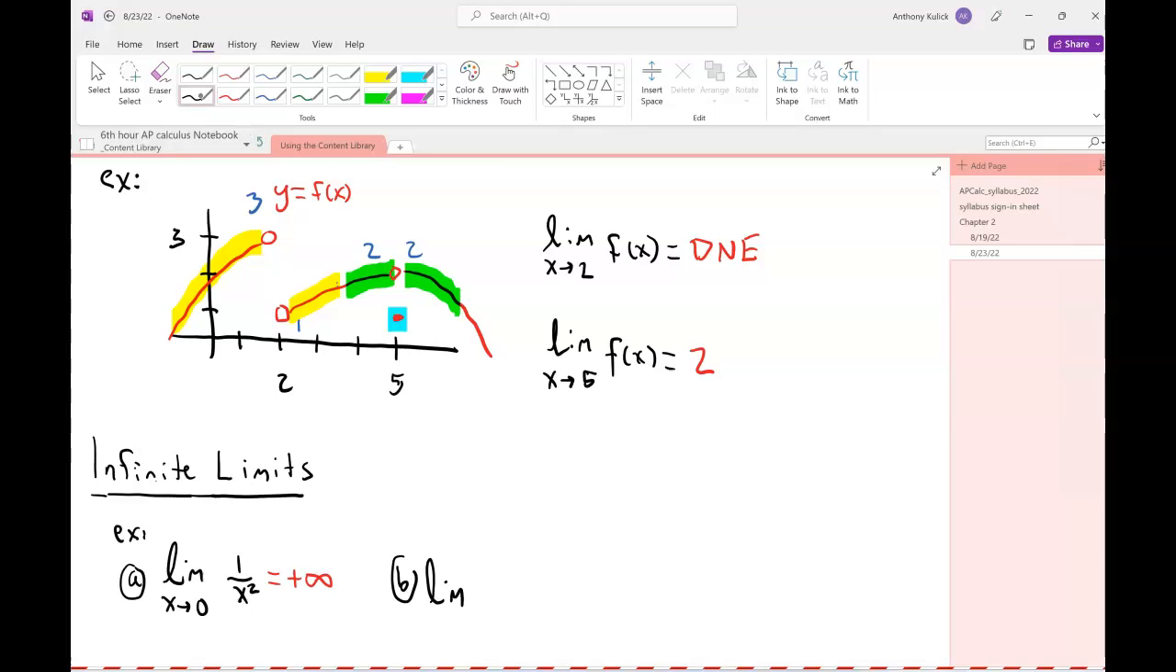Let's see if you can do this without actually using your calculator. What if we want the limit as x approaches 0 of negative 1 over x squared? It'll just be negative infinity, right? What will the graph look like? The exact same thing, but pointed down instead of up this time, right?